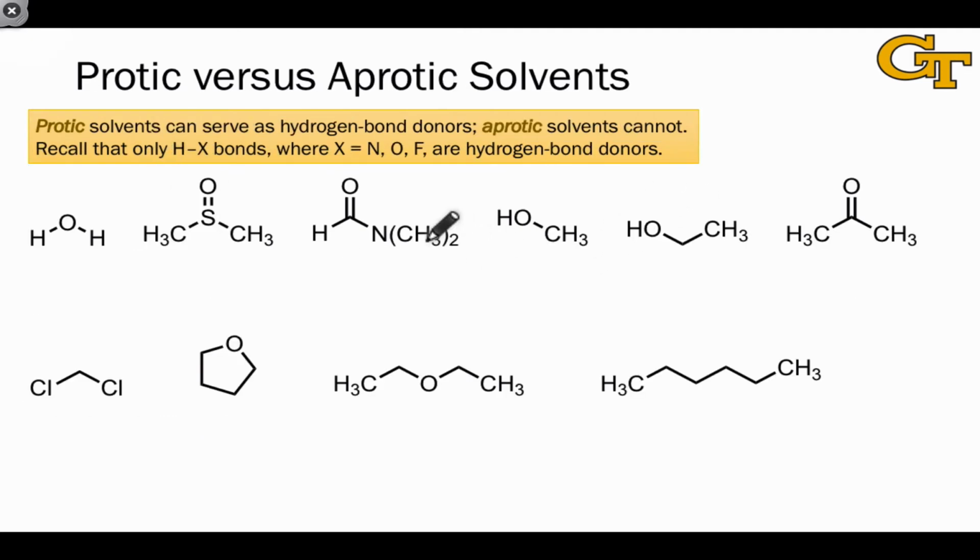What exactly do we mean by a protic solvent? Well, a protic solvent can serve as a hydrogen bond donor. In other words, it has an oxygen-hydrogen or a nitrogen-hydrogen bond. Aprotic solvents lack these bonds.